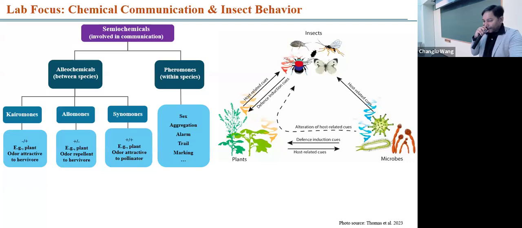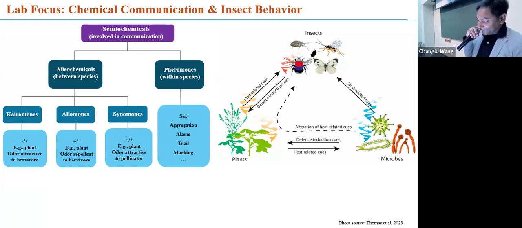Allelochemicals also include kairomones, allomones, synomones, and pheromones. Currently, I'm working on kairomones and pheromones, like aggregation pheromones, sex pheromones, and alarm pheromones. And the thing is that we're not supposed to tell you what kind of chemicals we're actually getting from here.